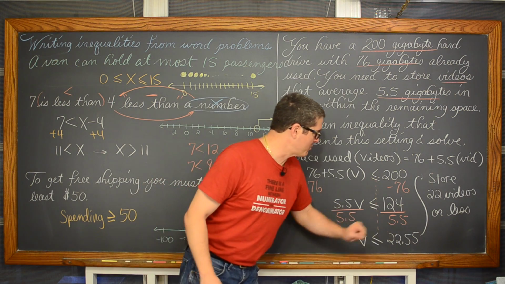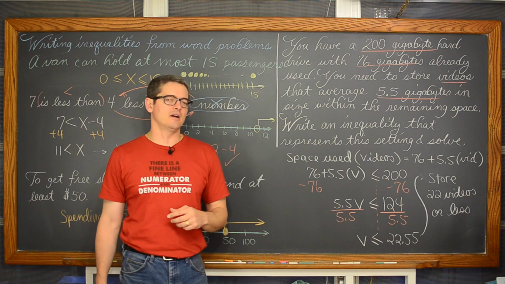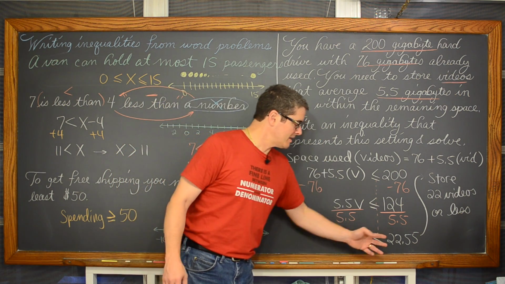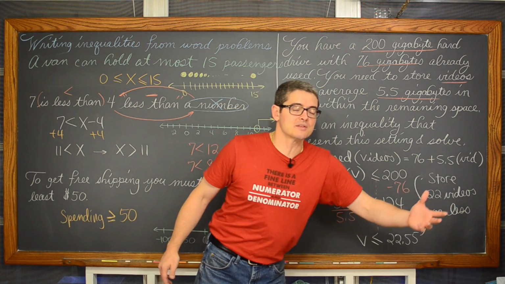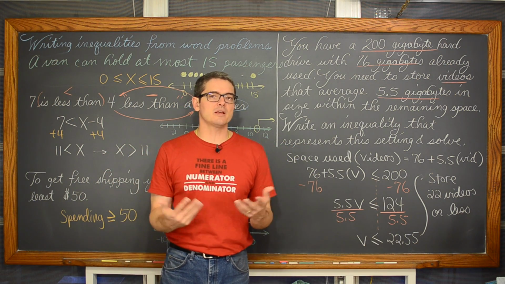We went ahead and subtracted 76. We divided by 5.5, and we got v is less than or equal to 22.5. Now, in the context of this real-world problem, unless I want to store part of my lesson on one hard drive and part of my lesson on another hard drive, and maybe lose track of it and lose part of my lesson, I wouldn't want to do that.